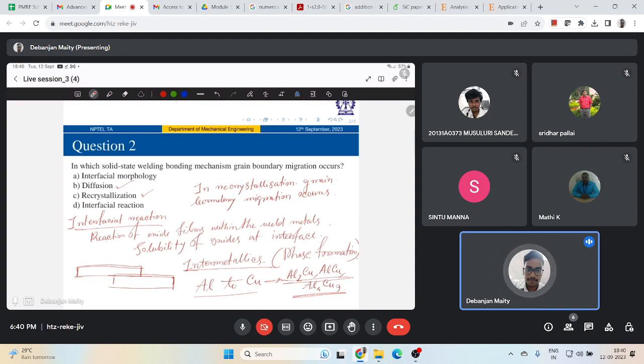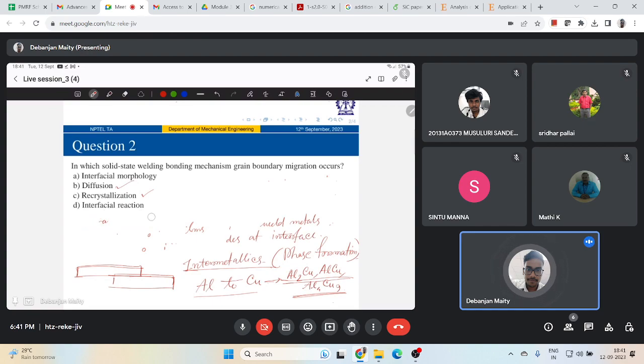Intermetallics are always harmful to the joint strength. But in some sense, you need some amount of intermetallics to have some hardness over the region. There should be a balance between hardness, formability, ductility and strain. It should not be too brittle, and it should not be too ductile. You should balance to get the best end product. So this was interfacial reaction.